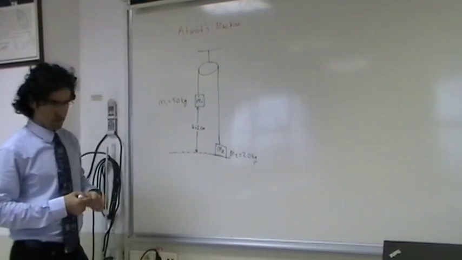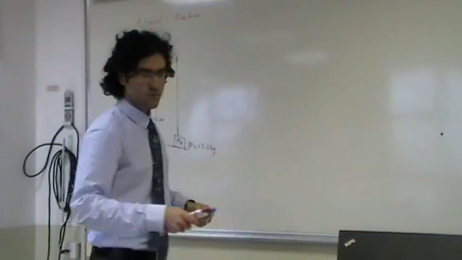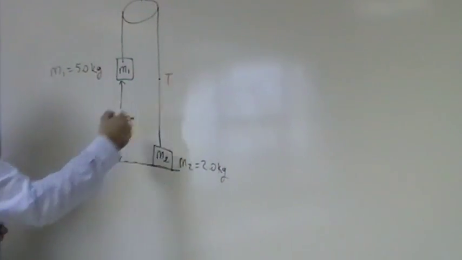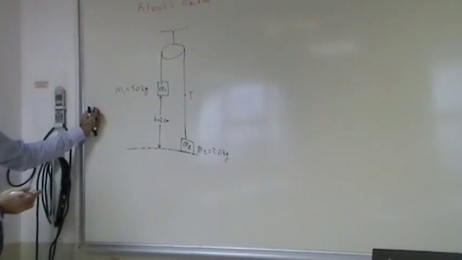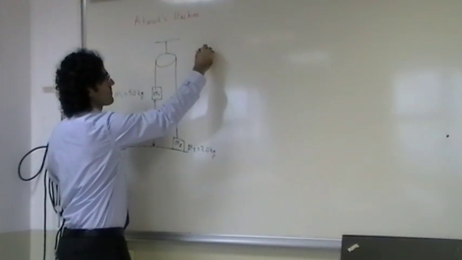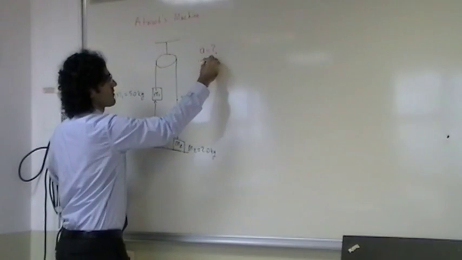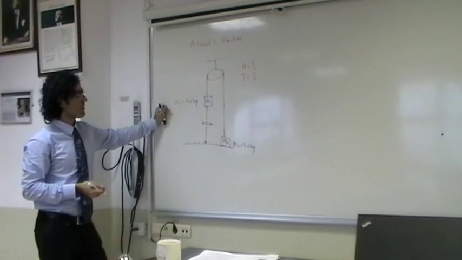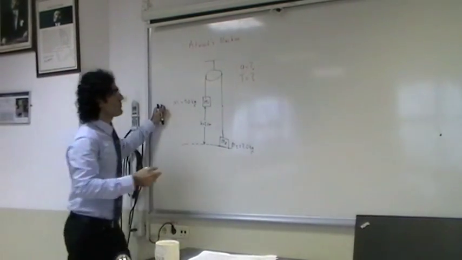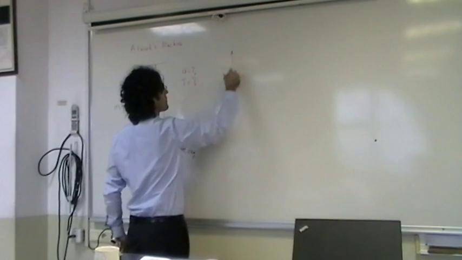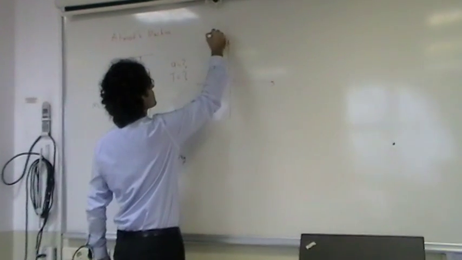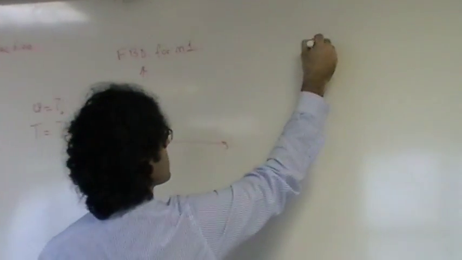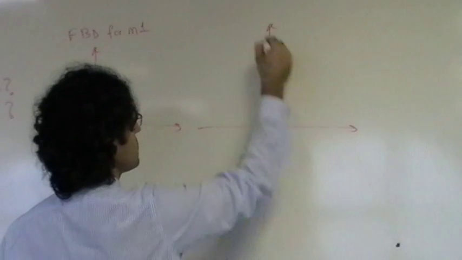The first question that I want you to find before you watch the video: find the tension and find the acceleration in the system. You can find whichever you want first. What I will do first of all is put the free body diagrams of the objects. So this is a free body diagram for mass 1, and here is another free body diagram for mass 2.